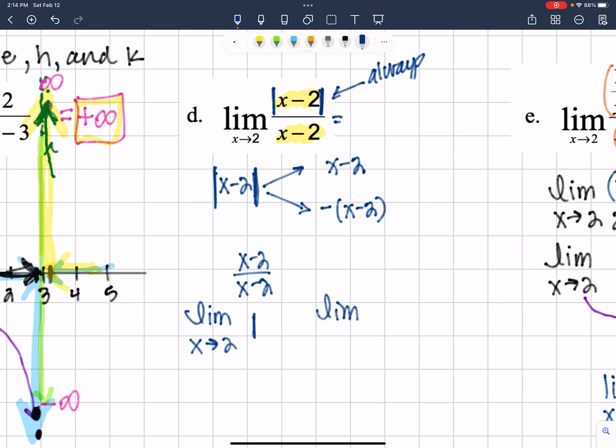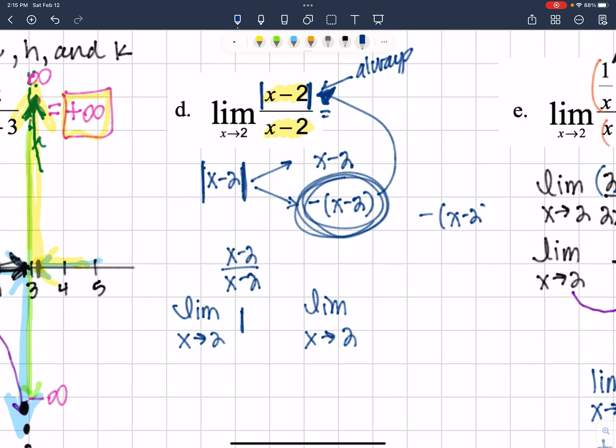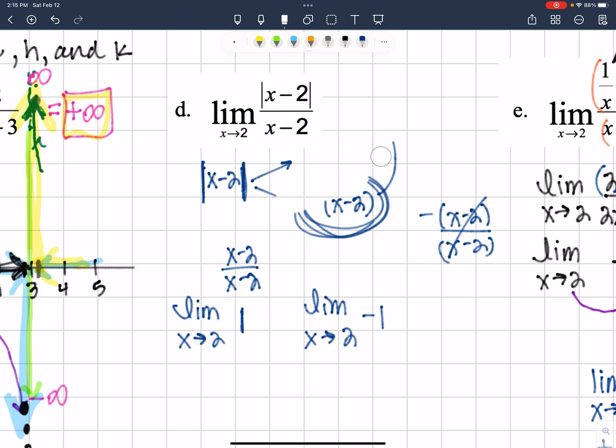Or I'm going to have this one in the numerator, right? And when I've got that in the numerator, I'm going to end up with the opposite of x minus 2 over x minus 2, which is negative 1. So we need to figure out what's happening here, and my guess is that 2 is going to be a very special place. So let me erase all this, because if I try to delete it, I think it's going to delete the picture with it.